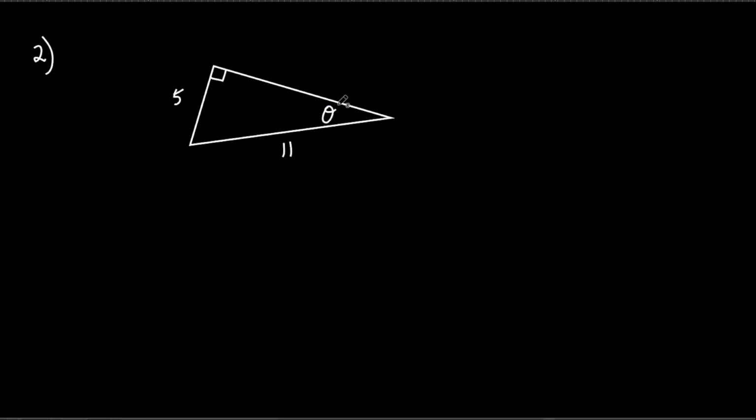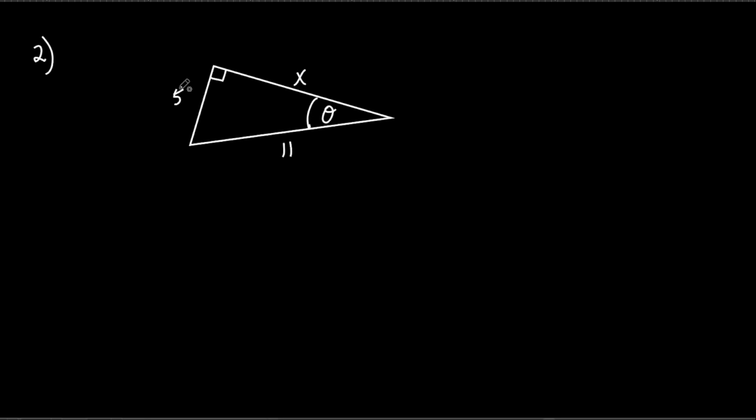And this is theta right there. I don't know why, but I always like to put that little arc there, I just like to do it. So what do we have to do? We've got to find this right here. We'll call it x or whatever, or we'll call it s for side. I don't know, whatever you want to call it. We'll just call it x.